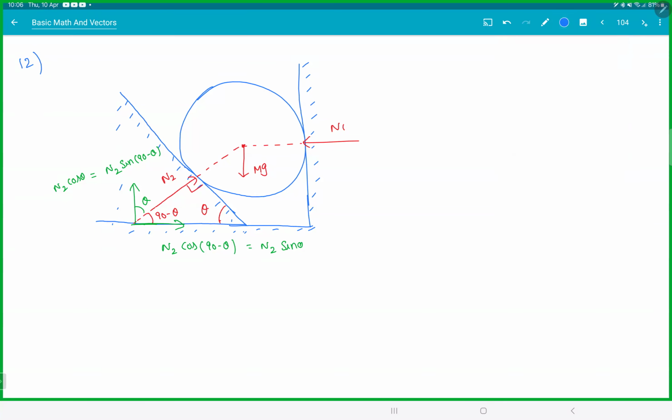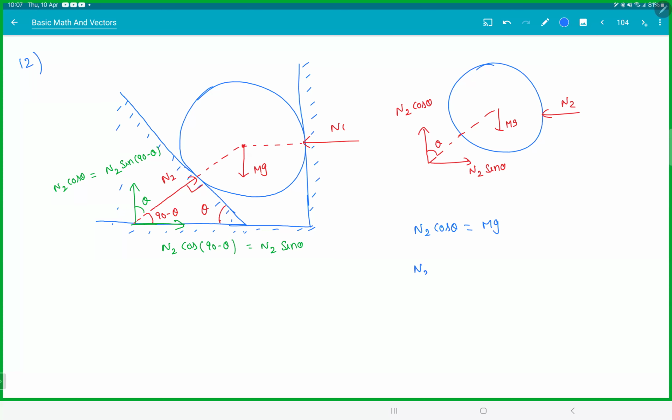So on the sphere, these are the forces we have. This one is N2, this one is mg. This one is N2 cos theta. This one is N2 sin theta. This angle was theta, which I showed you there. Then now you're done. So in the vertical direction, N2 cos theta is mg. Yeah, this is fine. You'll get used to it, angles and all. The more mistakes you make, the faster you learn.